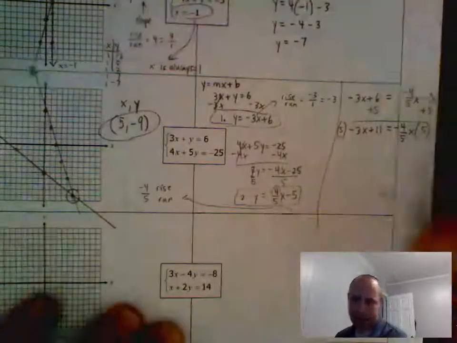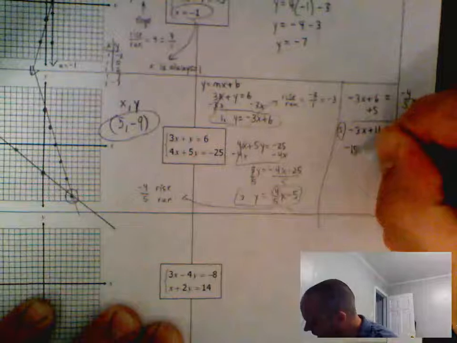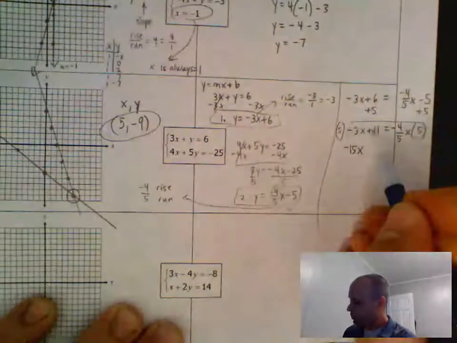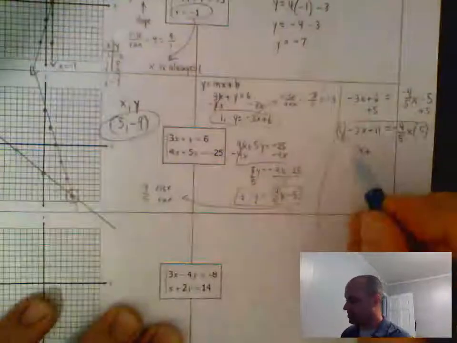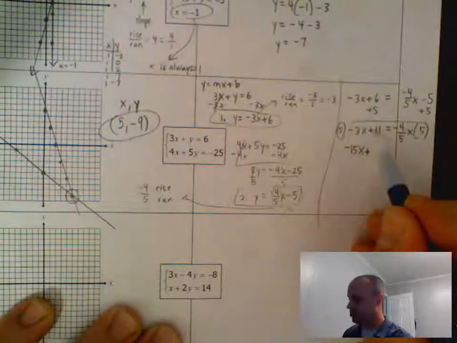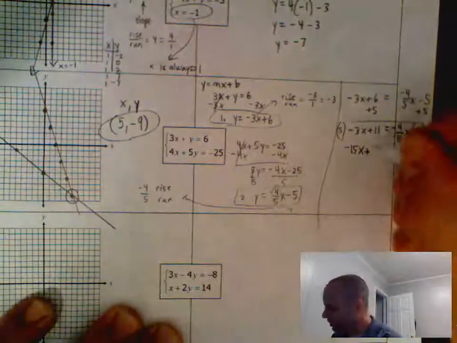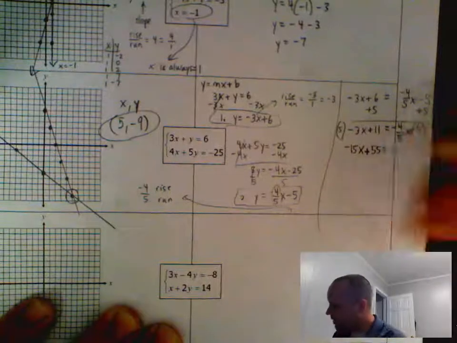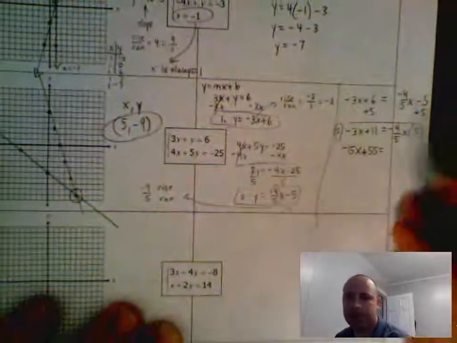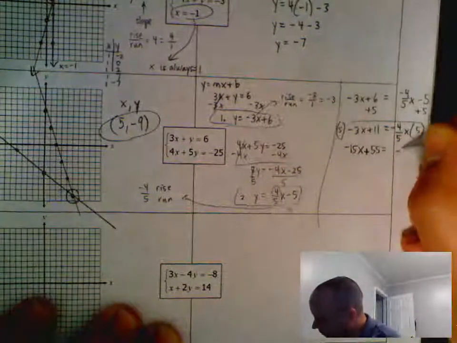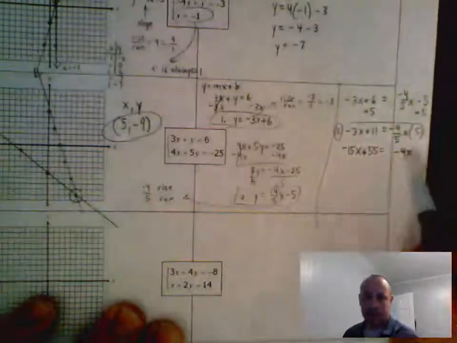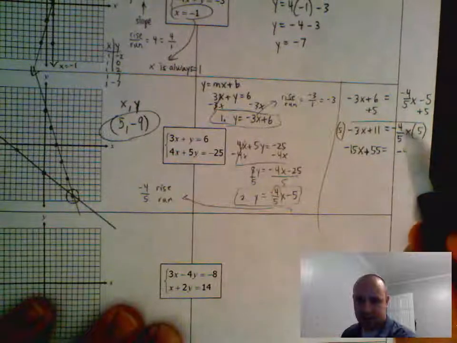5 times negative 3x is negative 15x, plus, using our distributive property, because this number distributes there and then it distributes here, 5 times 11 is 55. Okay. Now what happens over here, like I said before, isn't the magic trick, it's just negative 4x. Okay, because these 5s cross off.